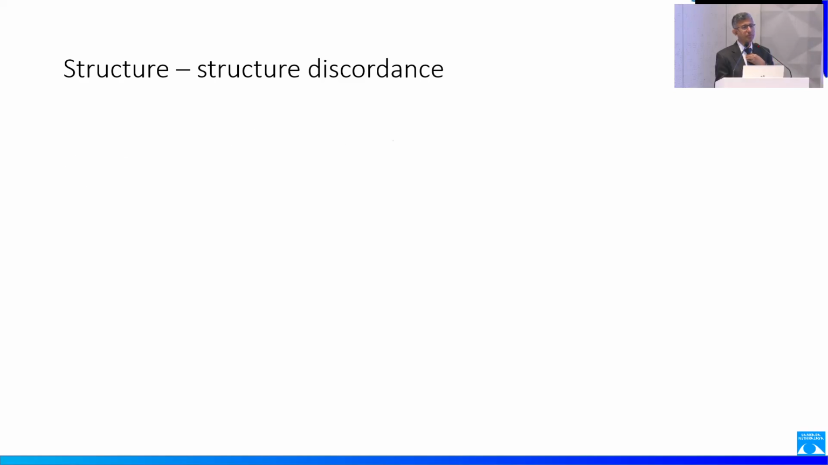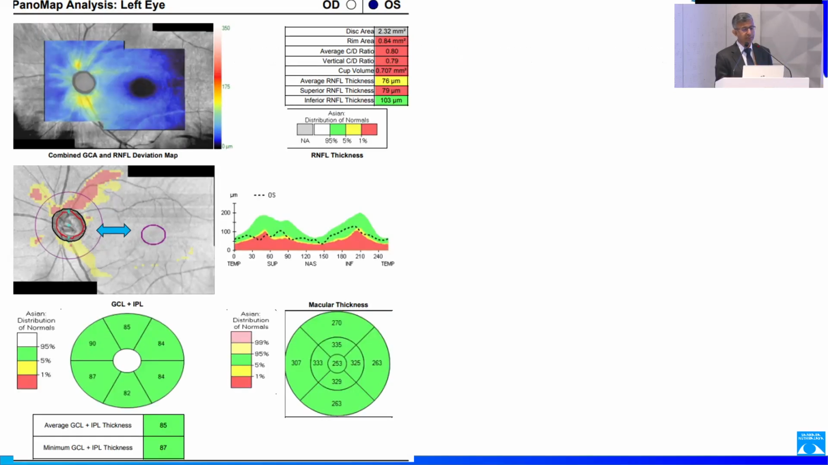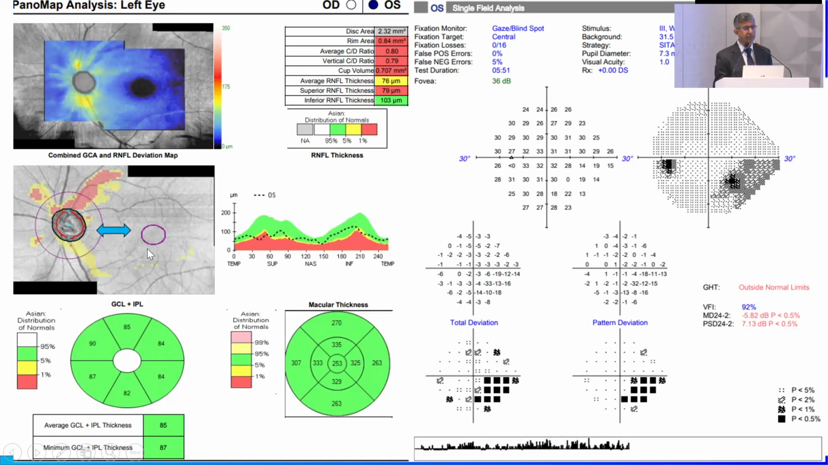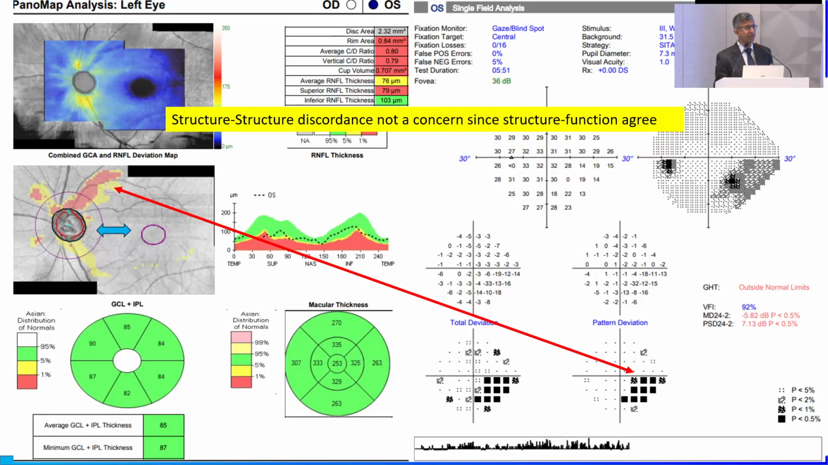What do you mean by structure discordance? This is again the same issue. We want to distinguish between a disc suspect and preperimetric glaucoma. What this means is when your RNFL is looking abnormal and your GCC is normal, or the reverse. If this is associated with a visual field defect, we are really not concerned because structure-function correspondence is there. You're not really so much worried about structure discordance.